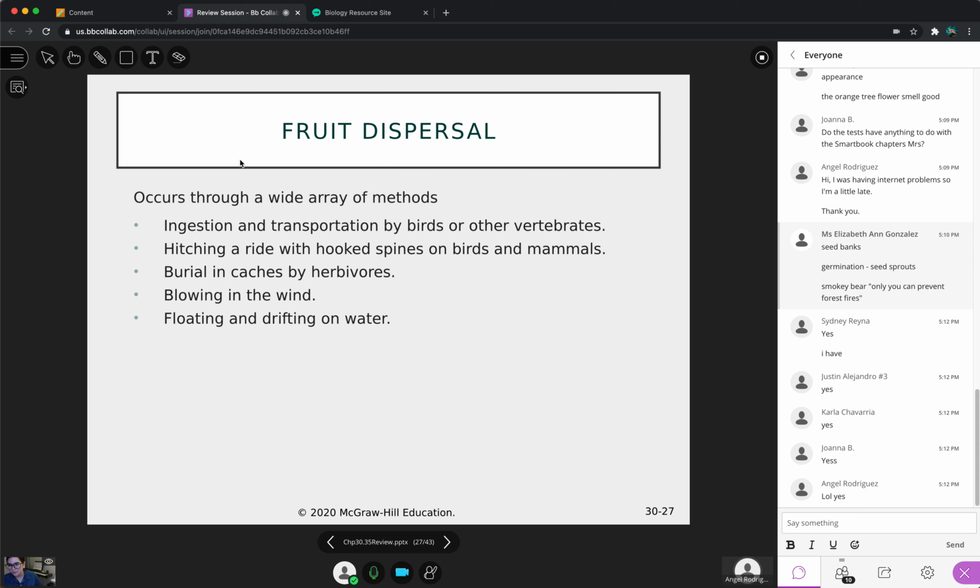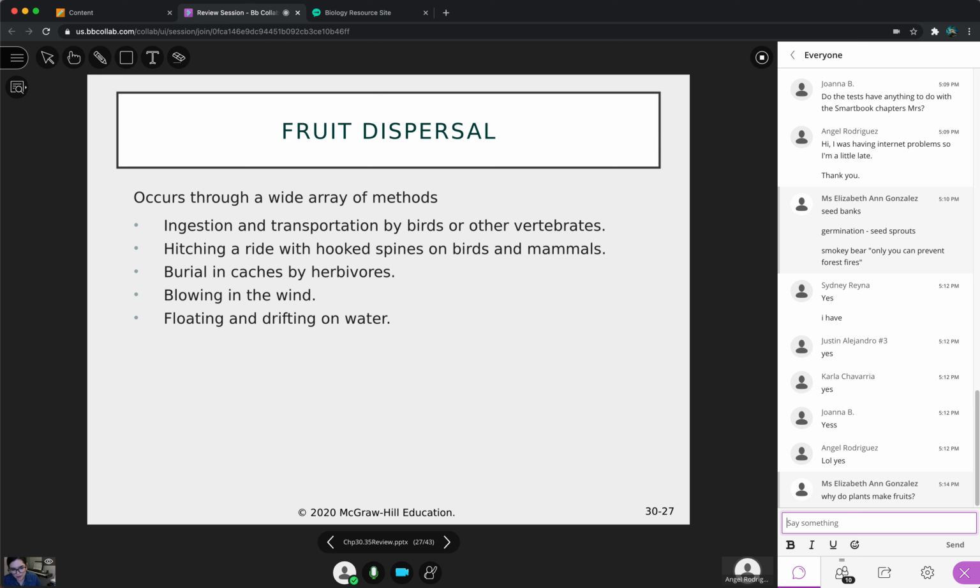That's something to consider. So another thing is how these seeds can get dispersed, and all that dispersed means is that they're moved. Actually, let me put this in the chat. Why do plants make fruits? What is the benefit? What does the plant get out of that? Why would a plant invest all of this energy to make a fruit? What's the purpose?